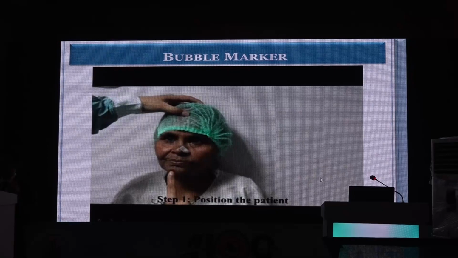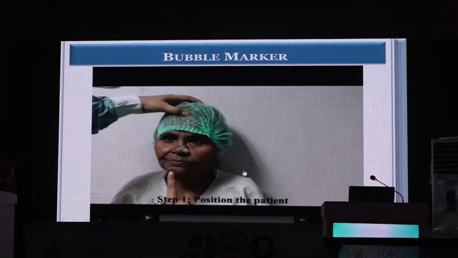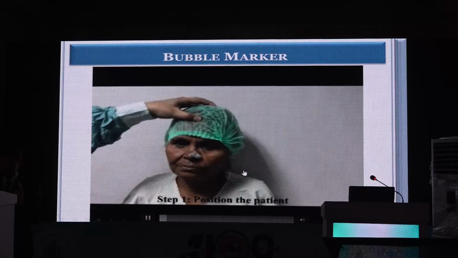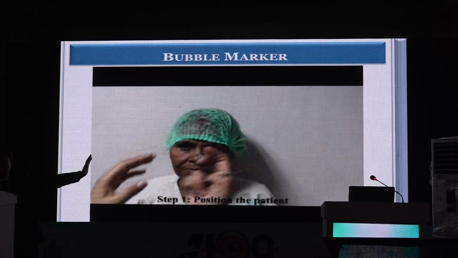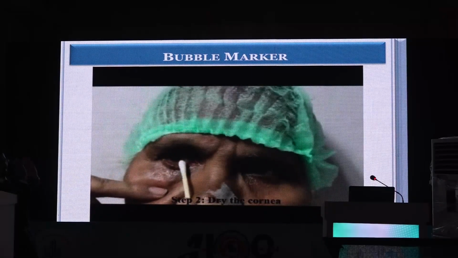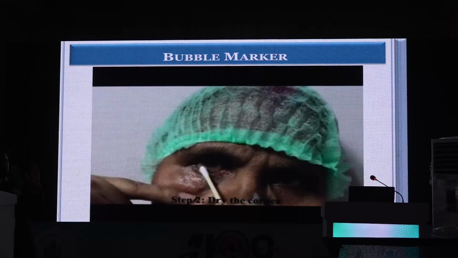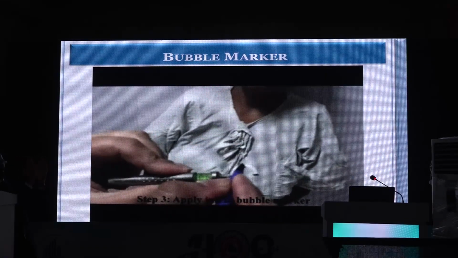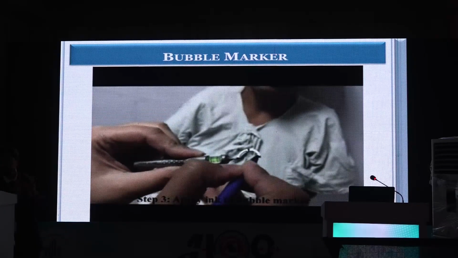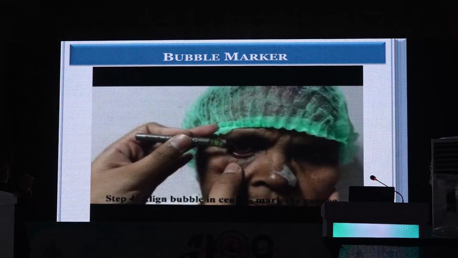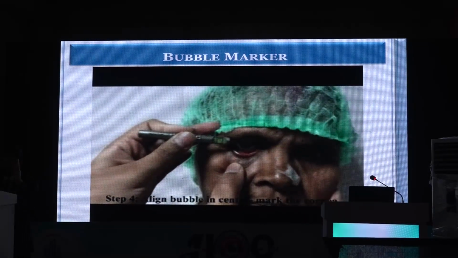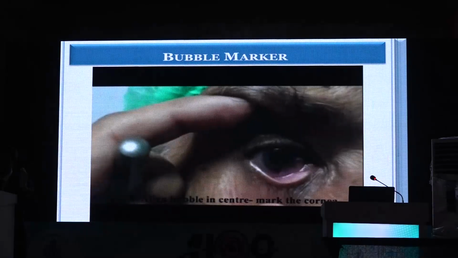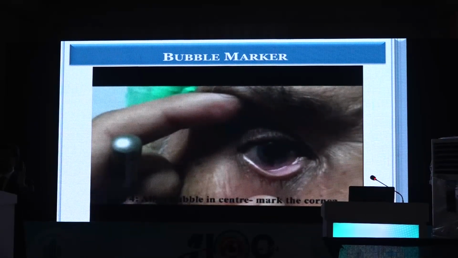What is essential is that the patient should be upright, standing or sitting. The best thing is, if you have a wall, ask the patient to stand opposite the wall, so that you can directly see that there is no head tilt. If the head is straight, you can put a drop of proparacaine and then mark it directly. Asking the patient to stand against a wall is very helpful, because the patient then has a tendency to remain straight. That is the advantage.